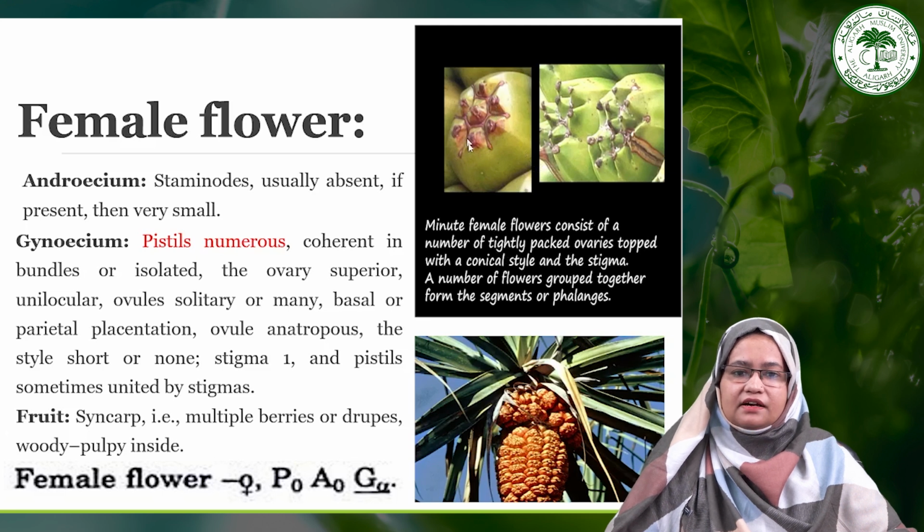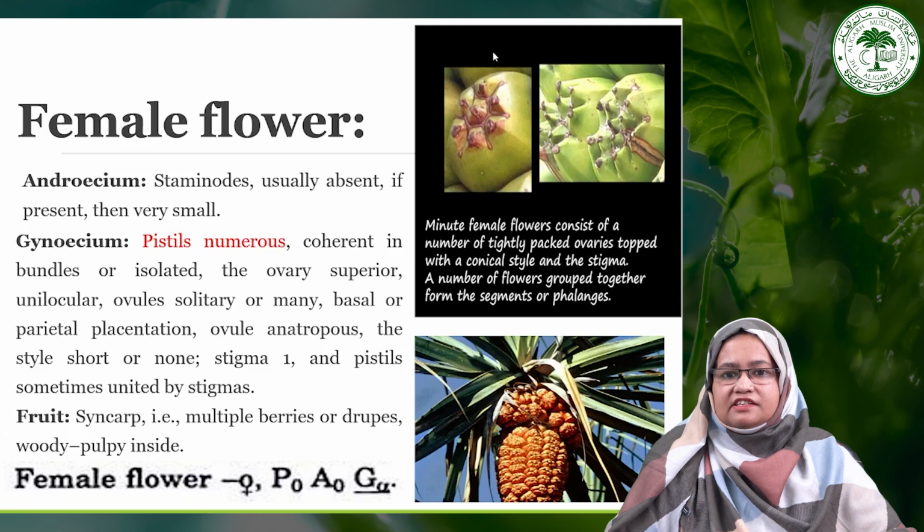As you can see, these are the female flowers that are packed together. A number of them grouped together form a segment called phalanges. So this is the female flower segment called the phalange. This is one phalange. You can see there is a group of phalanges present in this particular female flower. And the fruit is a syncarp, that is multiple berries or drupes, and woody and pulpy inside.